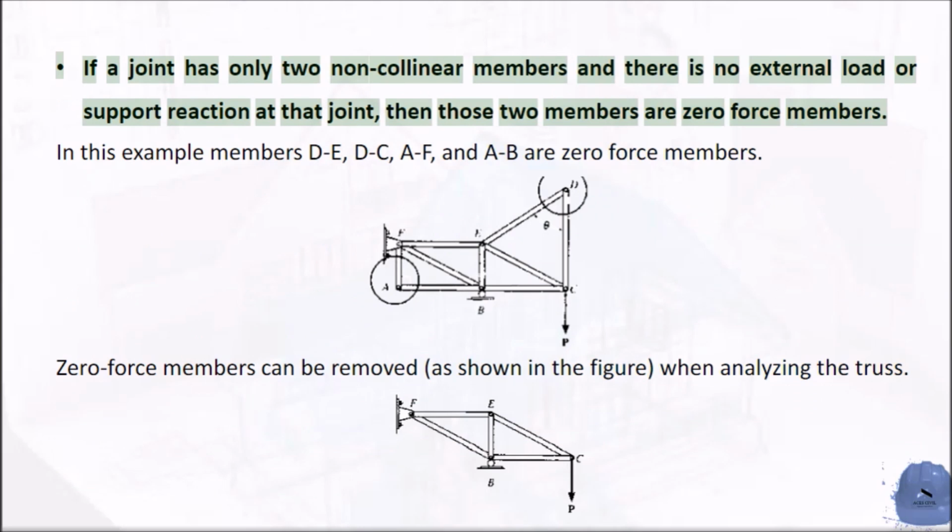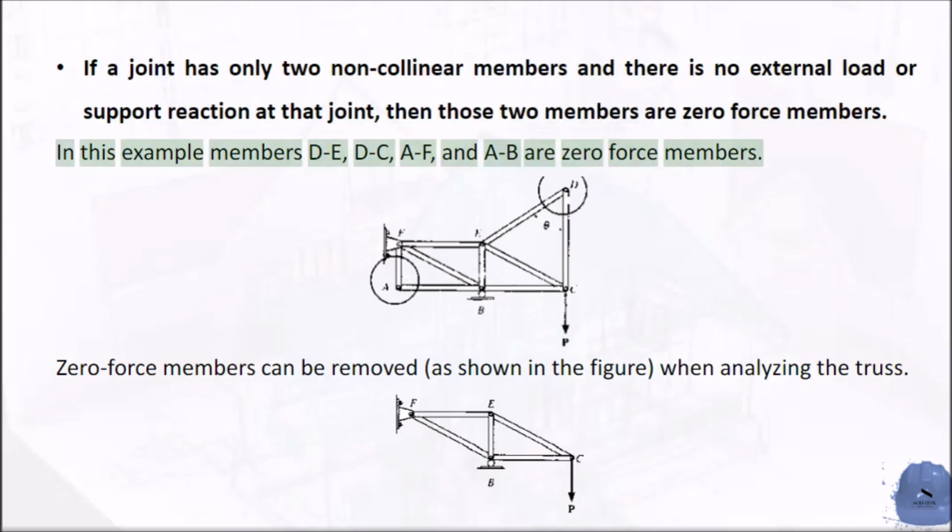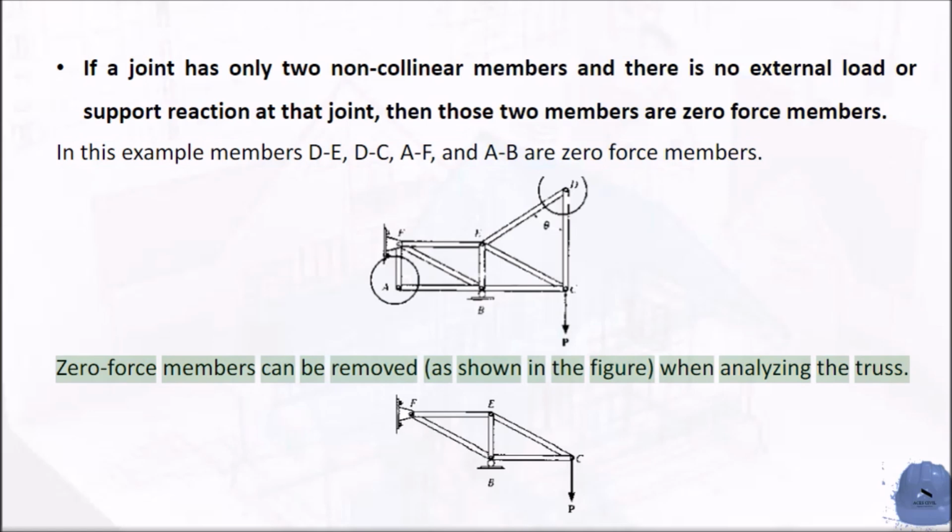If a joint has only two non-collinear members and there is no external load or support reaction at that joint, then those two members are zero force members. In this example, members DE, DC, AF and AB are zero force members. Zero force members can be removed, as shown in the figure, when analyzing the truss.